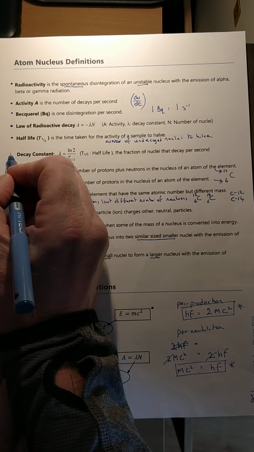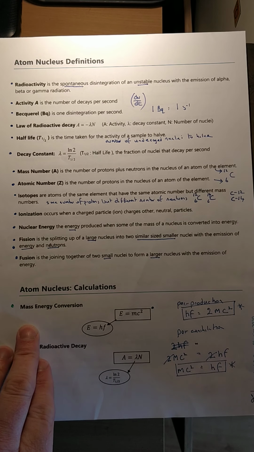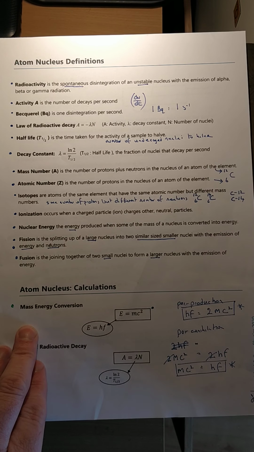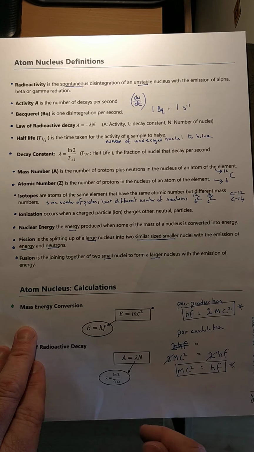The decay constant is linked to the half-life. But remember, that's your definition, which is just the formula from the tables, but it's the fraction of the nuclei to decay per second. So if the decay constant is 0.01, which is 1%, that means 1% would decay per second. No, the decay constants are much smaller than that in general.